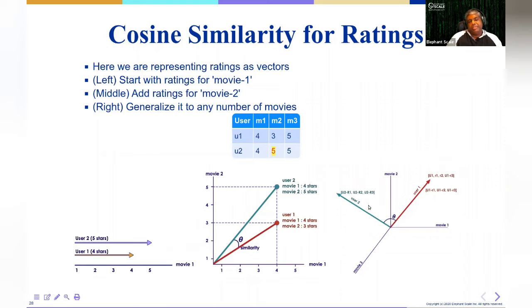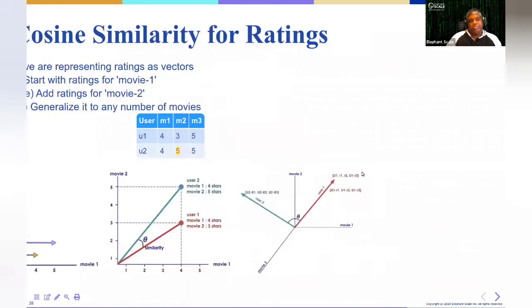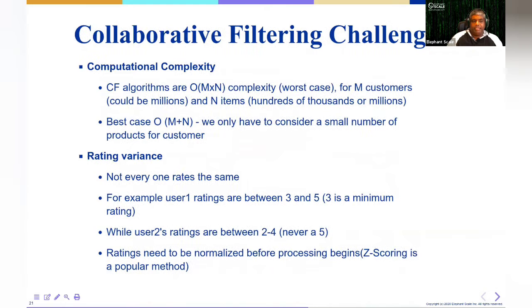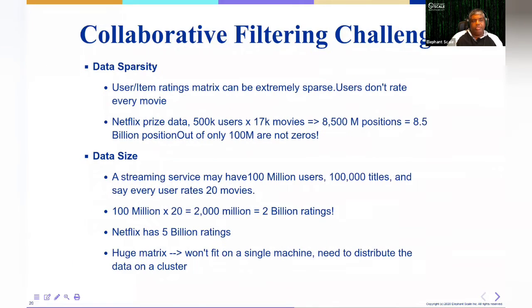Now the complexity, as you can imagine, comes from the size of the matrix. First of all, we have sparse data. From the Netflix Prize data, you can imagine this matrix has 500,000 users and 15,000 movies. If you do the multiplication, there are about 8.5 billion cells, the cross-sectional cells. But out of the 8.5 billion, only 100 million actually had data. The rest were zeros. So you have this huge sparse matrix where only a few cells have any value.